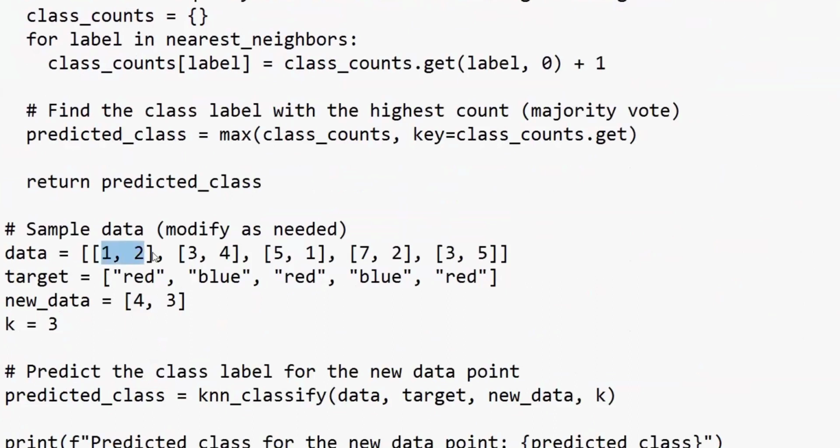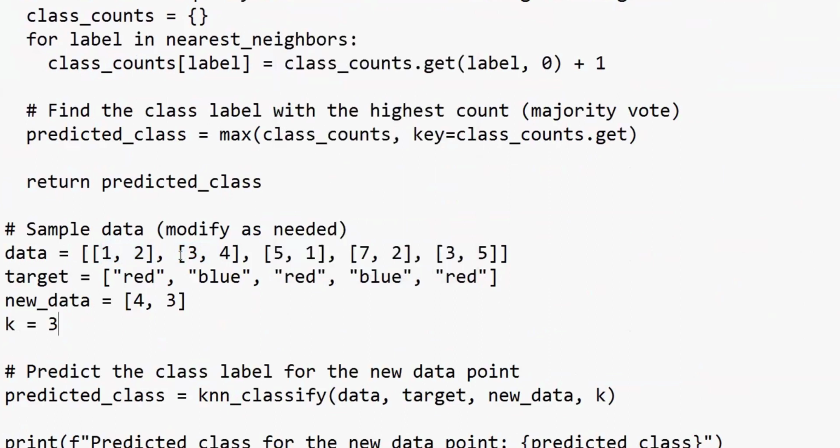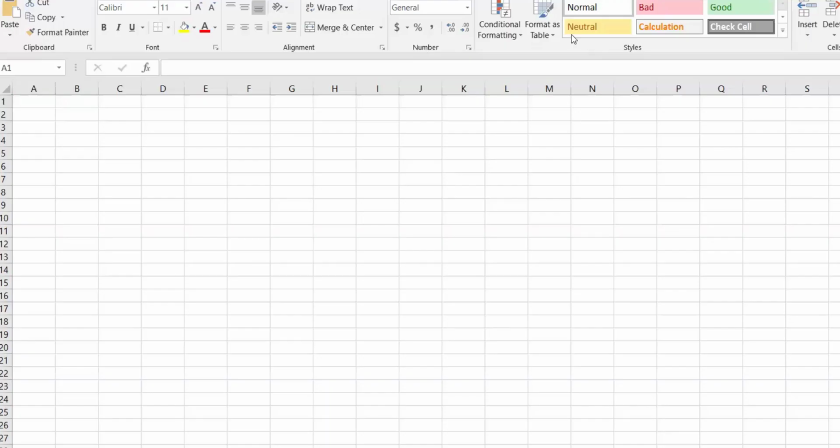So we have this kind of data. Let's say they are red, blue, and red. Classify 1, 1, 2, 3, 4, 5, 1, 7, 2, 3, 5. For this, let me share the Excel sheet for a better understanding. So I have an Excel sheet. Now let us understand it.